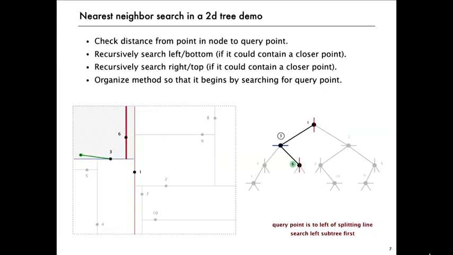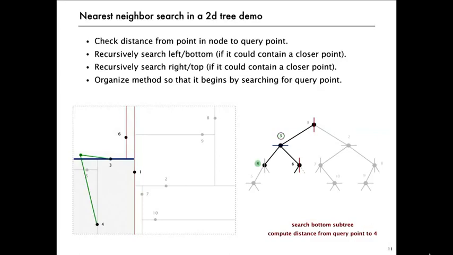And so we'll search 6's left subtree, which is empty, and then its right subtree. Well, we don't have to go down the right subtree of 6, because you can't have a point in that rectangle that's closer to the query point than 3. So now we can return from that, and now we have to look at the bottom subtree associated with 3.